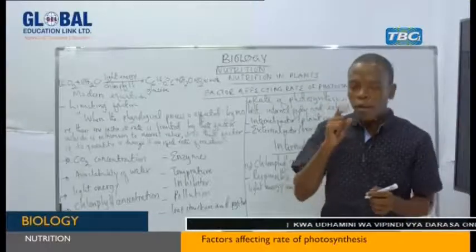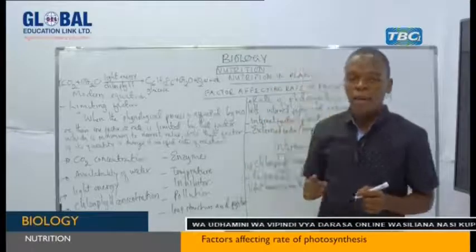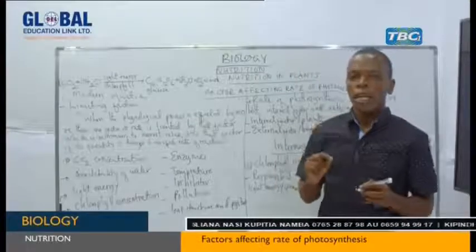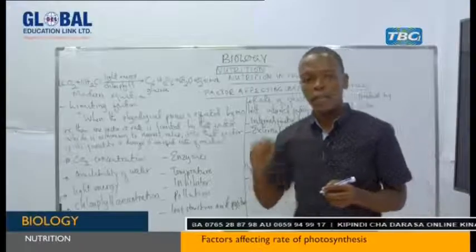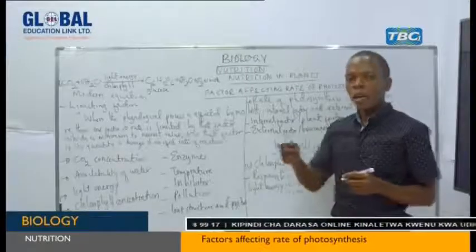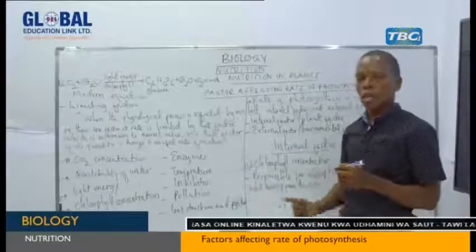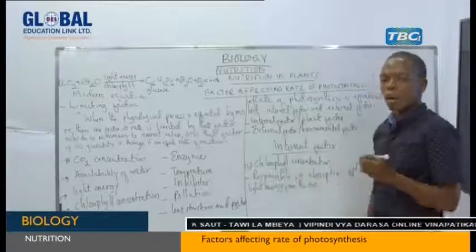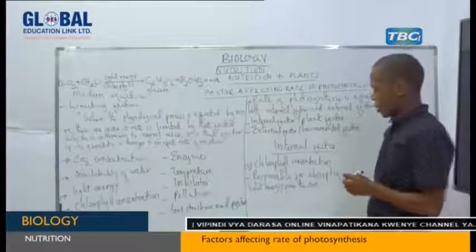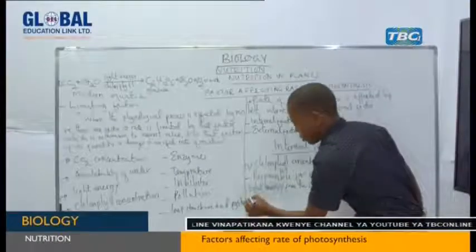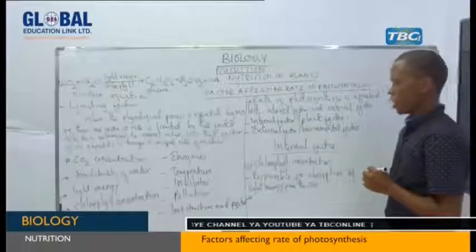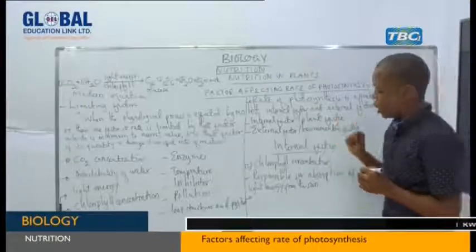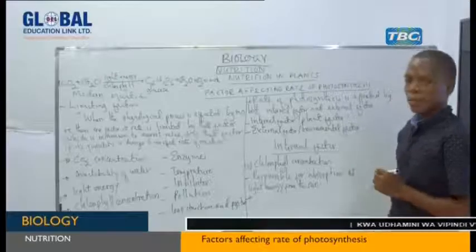Okay. If you remember, when we were talking about light-dependent reaction, we saw we have a chlorophyll. In these chlorophylls, there is the so-called reaction center, P700, P680. Therefore, when there is low concentration of these chlorophyll molecules in the plant, it can affect the rate to which the light can be absorbed. It can affect the rate of photosynthesis because there will be little absorption of light from the sun.